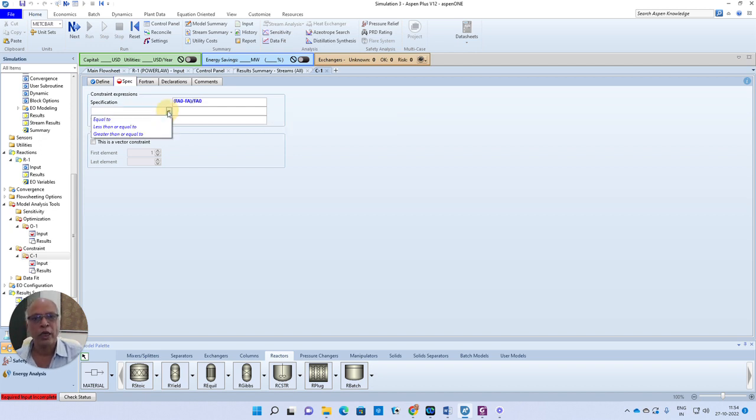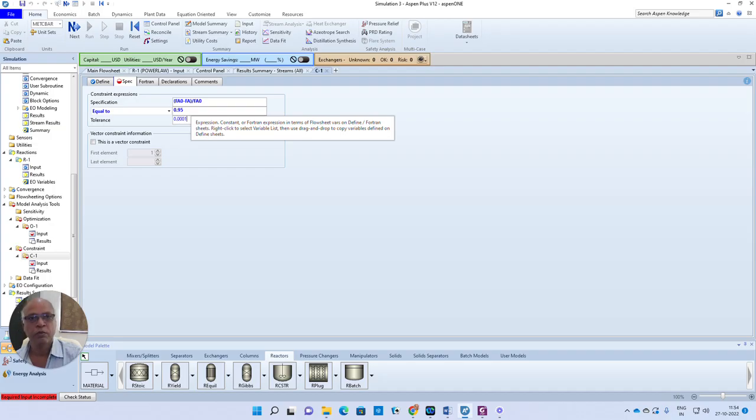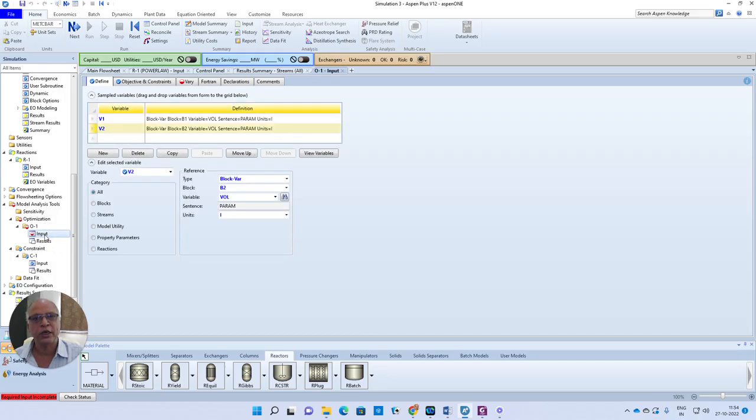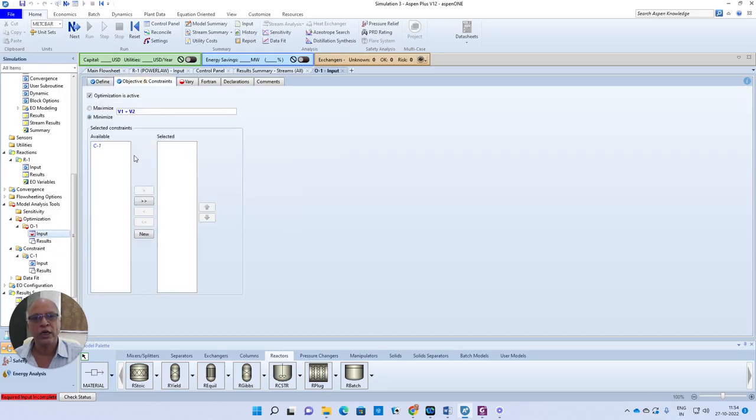So this should be equal to 0.95 with some tolerance, right? So we have defined the constraint. Now I will complete the optimization definition. So you can see the constraint is defined. You need to bring it to the right hand side in order to force it.